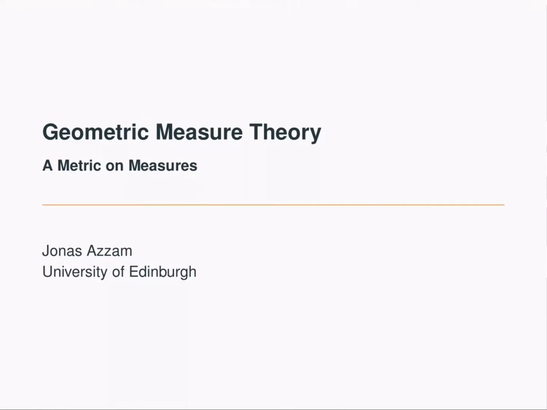Our goal this week is to continue our study of tangent measures, and in particular to present some of the ideas and methods of Preiss's theorem, the result from which the theory of tangent measures derives. The first new tool that we need is a metric on the space of Radon measures.